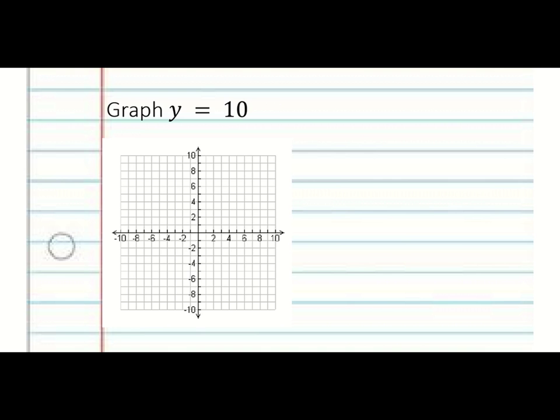Our fourth and final example is to graph y equals 10. So for this problem, we see that there is no x value, which tells us that our slope of the line is 0 because there's nothing there. And then our y-intercept of the graph is at the point (0, 10).